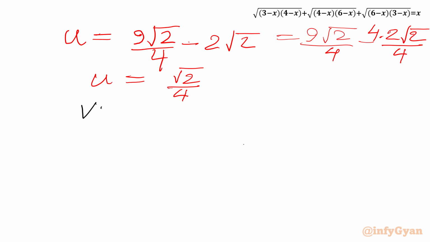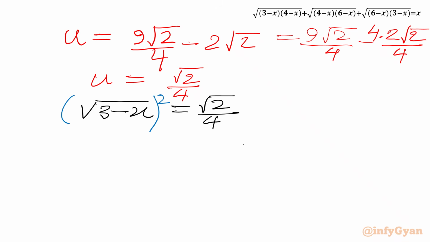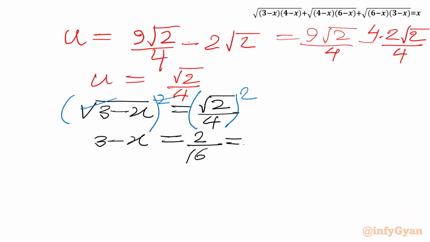So I will write here square root 3 minus x equal to square root 2 over 4. Now we'll be squaring our equation to get rid of square root. So let us put here power 2. Let us put here power 2. Now square root and square will get cancelled out. We will write 3 minus x in LHS. Root 2 square is 2. 4 square is 16, which will be equal to 1 over 8.